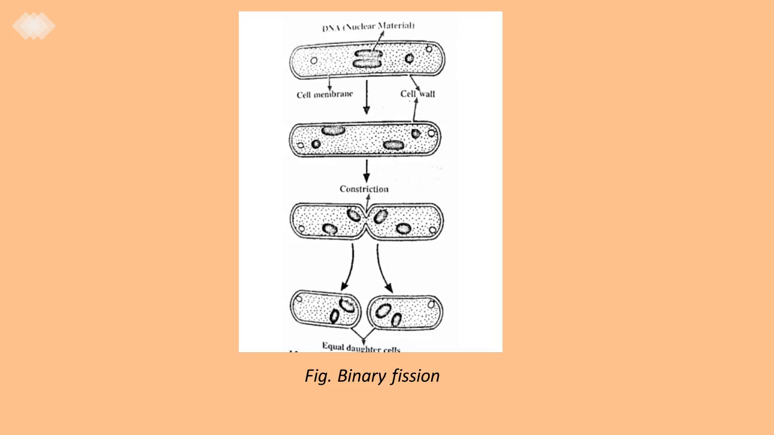Now the diagrammatic representation of binary fission. The present diagram shows asexual reproduction of bacteria by binary fission. We can observe how the nuclear material, that is DNA, divides, and the cell divides into two equal daughter cells.